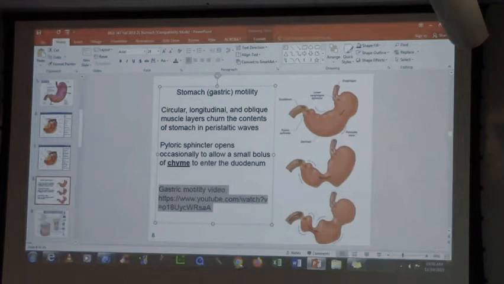This is a movie, and not an animation, but an actual movie of someone's stomach that has been cleaned out, so it's nice and clean. It doesn't have any food in it. You'll see it's all shiny and slippery because it's got mucus in it, but it doesn't have any food. And the stomach has been stimulated to do gastric motility even though it has no food in it. So it's been stimulated chemically to do its thing.